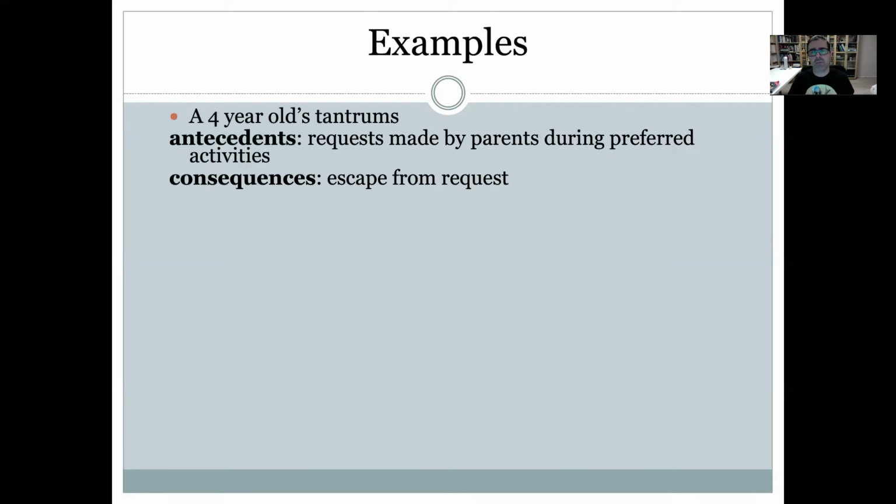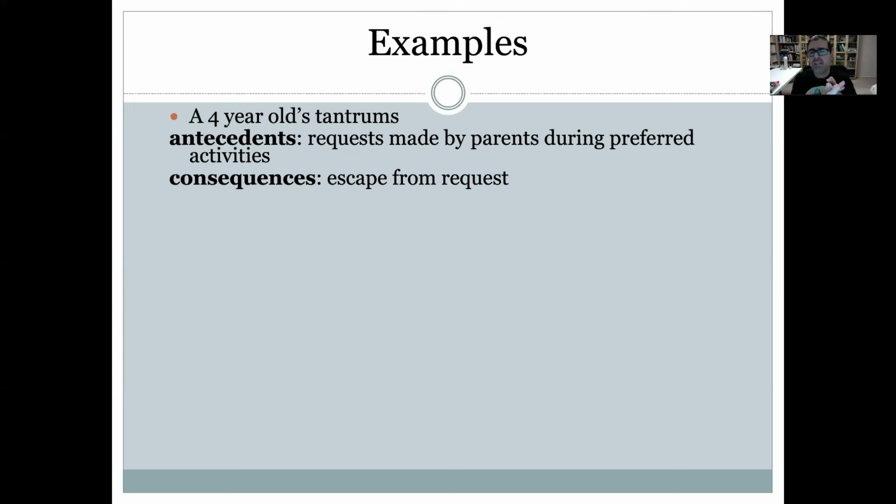So let's think about some examples of things that we talked about in the past. Let's imagine you have a 4-year-old child that tantrums all the time. And it does so when requests are made by the parents during preferred activities. So the parents make some requests when the child is playing with a toy that she likes. And when the child tantrums, she escapes from the request, meaning the parents say, okay, you don't have to do it. Now, what's the possible reason why the behavior is occurring?